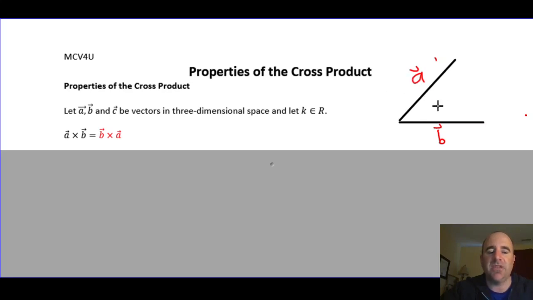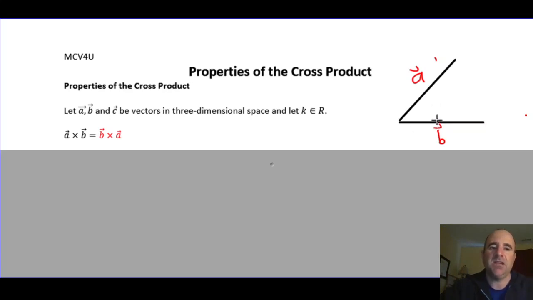Whereas B crossed with A, if I curl my right hand, remember my thumb points in the direction of the cross product, B crossed with A would come out of the page. So clearly they're not the same vector. One goes into the page and one goes out of the page. However, they would have the same magnitude.